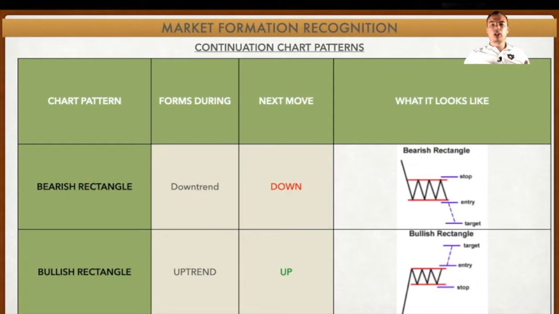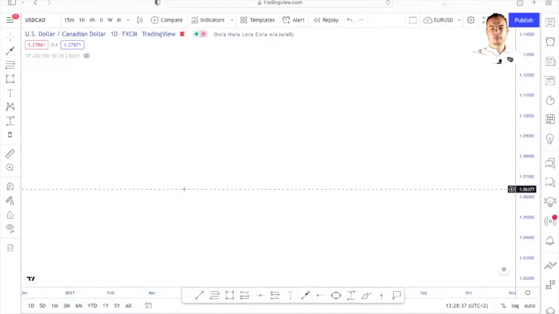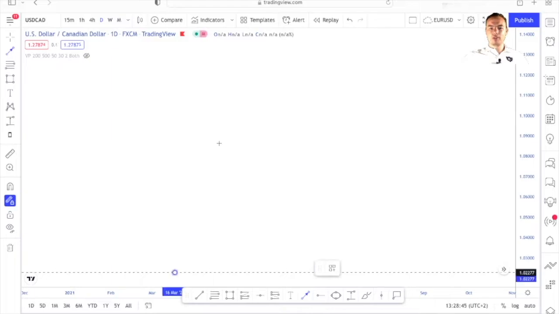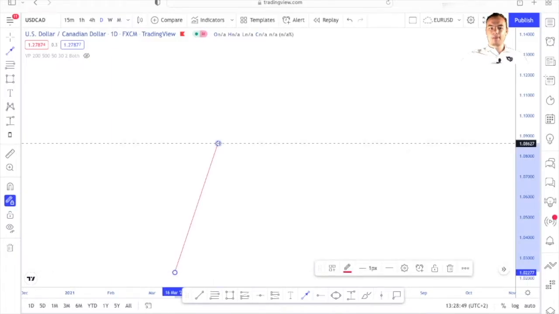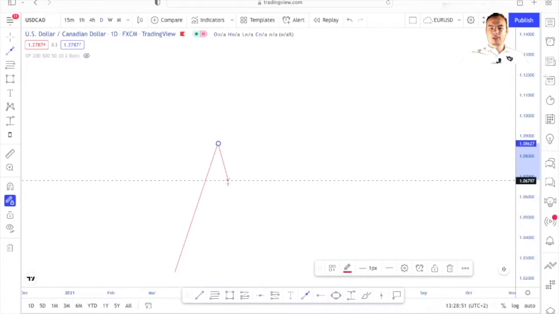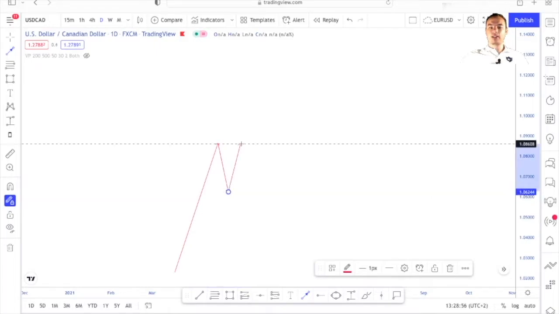Now, the bullish rectangle is the complete opposite to the bearish rectangle. It's just that this time it's in an uptrend, and the continuation move is to the upside. As you can see in the picture on the right-hand side, it's very similar. Bullish rectangle, bullish flag, whatever you want to call it, it still stays the same. Now, the bullish rectangle or bullish flag will have the upward move, make a higher high, then it'll make a high, low, sorry, equal high, equal low, equal high.